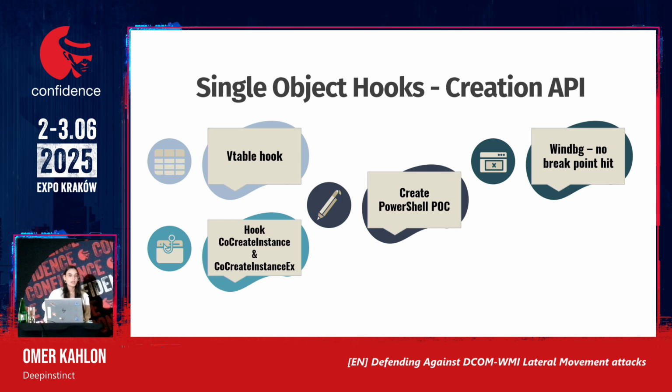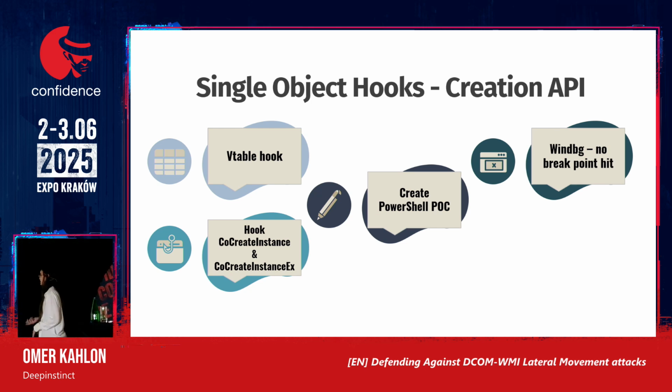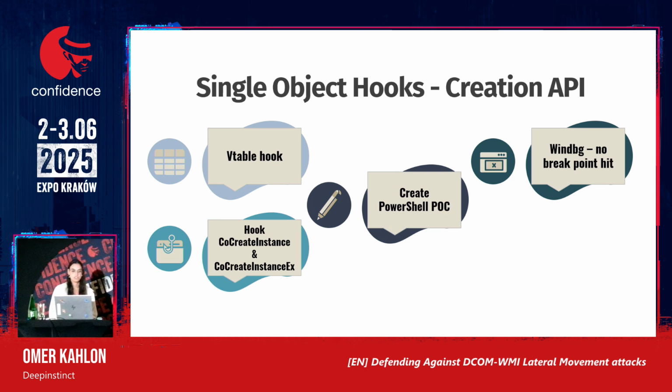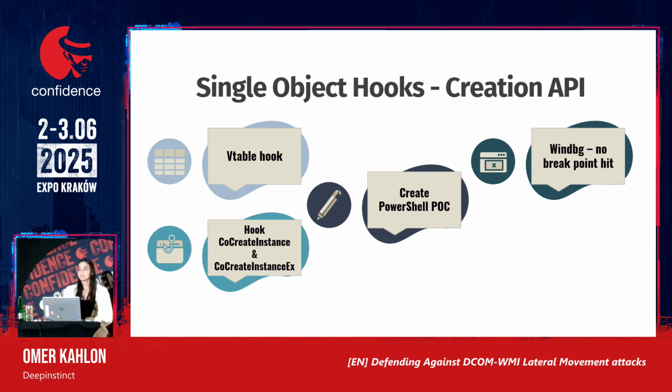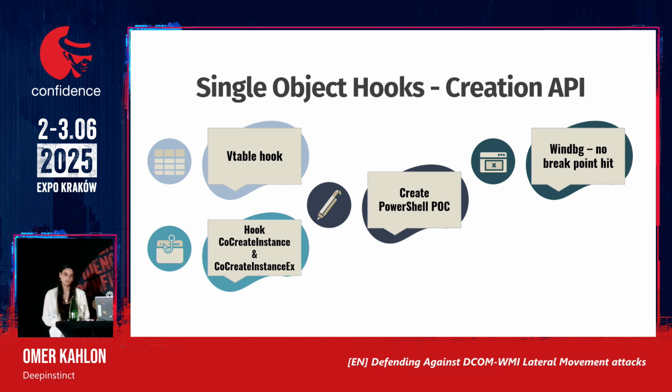So before I ran this PowerShell script, I opened WinDbg, attached it to the PowerShell process first, and then I put a breakpoint on CoCreateInstance and CoCreateInstanceEx, which are the functions we just hooked. But surprisingly, neither of the breakpoints was hit, which indicated that neither of the functions was called during the file execution.